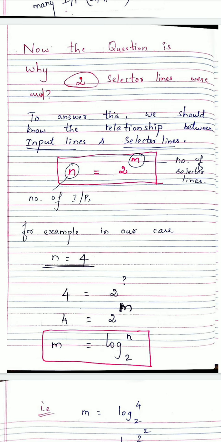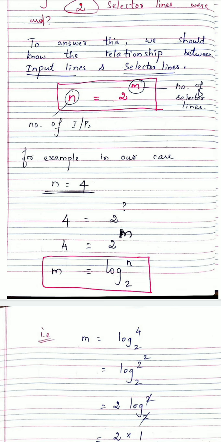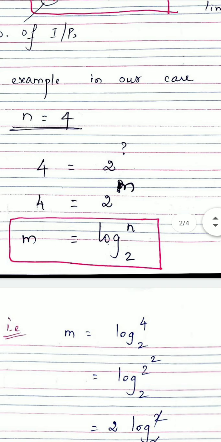Similarly, for 64 and 128, the value will be evaluated from this equation, n is equal to 2 to the power m. So always keep it in mind, this is the relationship between the input lines and selector lines. Based on this equation, the number of selector lines is calculated. If you are confused with this formula, you may use this formula directly. m is equal to log n to the base 2.